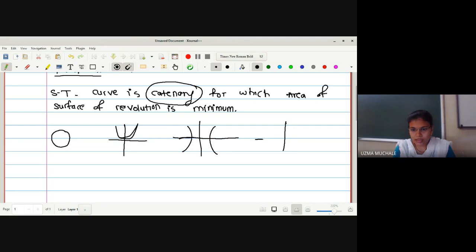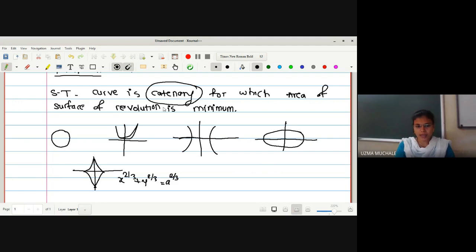So if this is the x and y axis, what is this? This is an ellipse. Okay. What is an asteroid? It is like a kite. The equation of it is x raised to 2 by 3 plus y raised to 2 by 3 is equal to a raised to 2 by 3. And we are going to find the equation for a catenary, right?